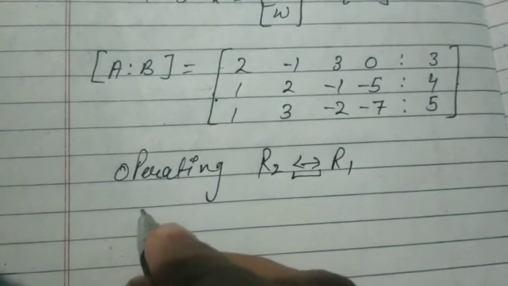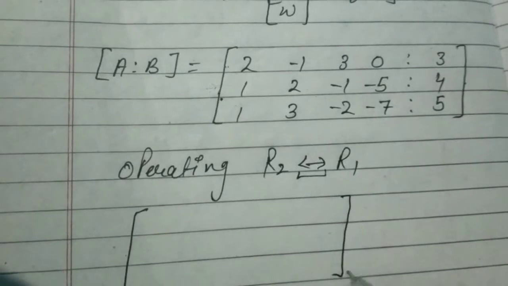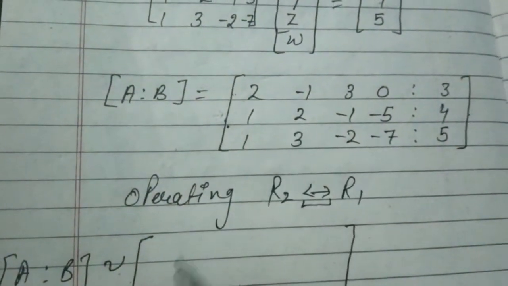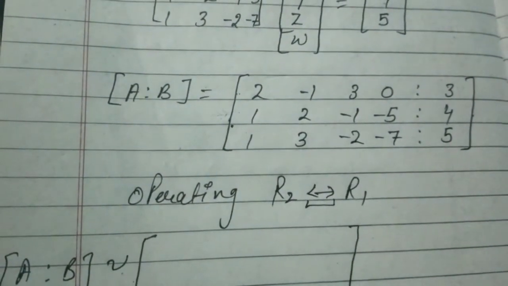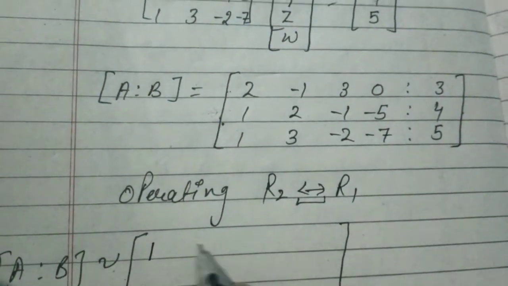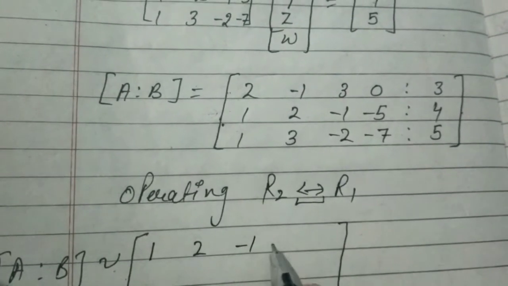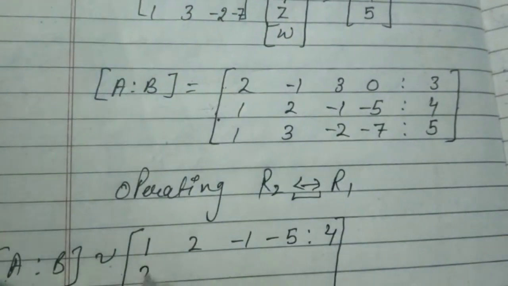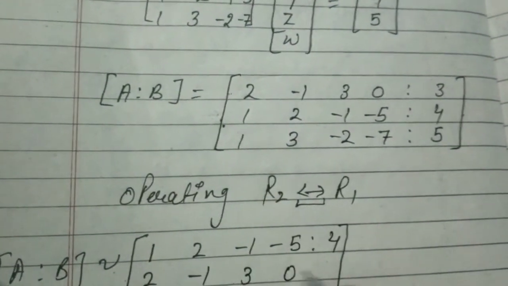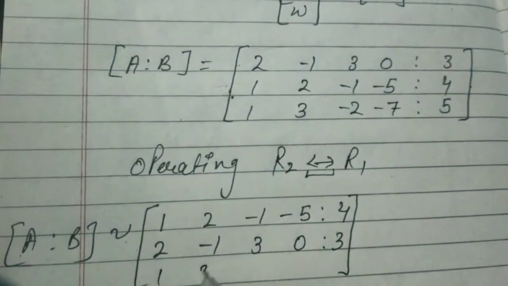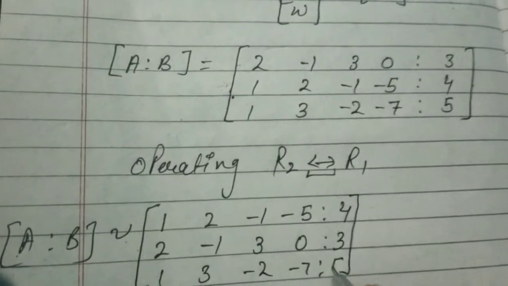So let's apply the operation and we get a new augmented matrix by interchanging R2 and R1. R3 stays as it is because we are not applying any operation on the R3 row. So putting R2 in the place of R1: 1, 2, minus 1, minus 5, colon 4. Putting R1 in R2: 2, minus 1, 3, 0, colon 3. And the R3 row stays at its place: 1, 3, minus 2, minus 7, 5.